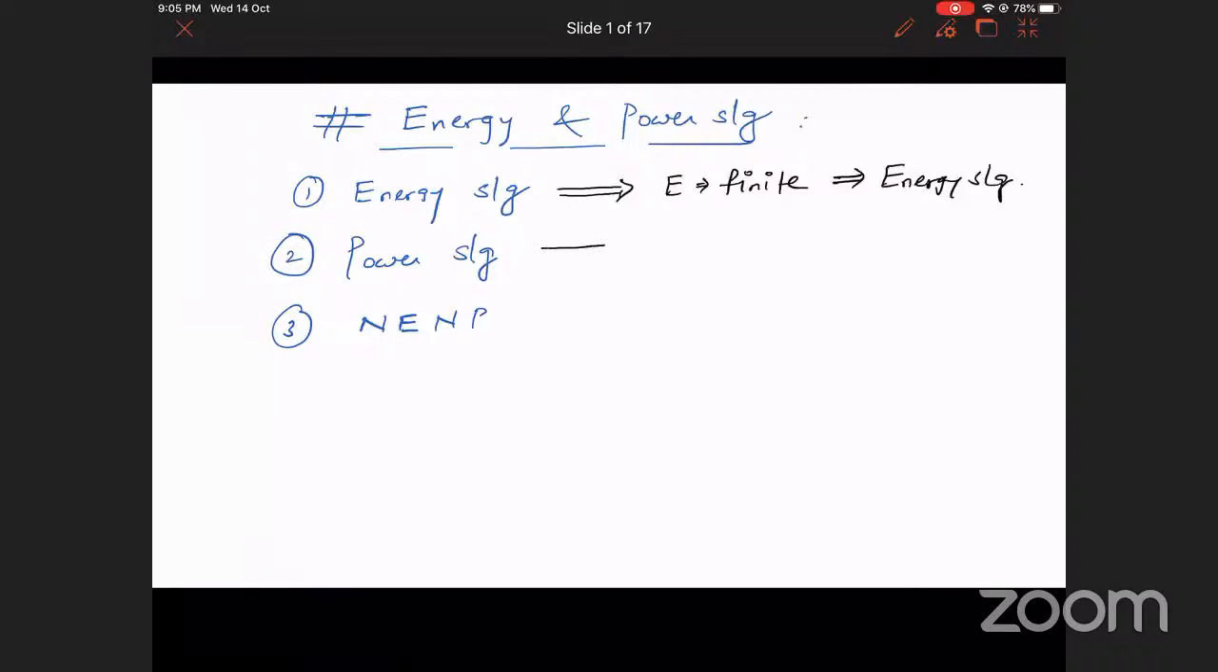On the next side, suppose you apply the formula for power, and if you get power to be finite, then we say that it is a power signal. So if you get power to be finite, then the respective signal is said to be a power signal.